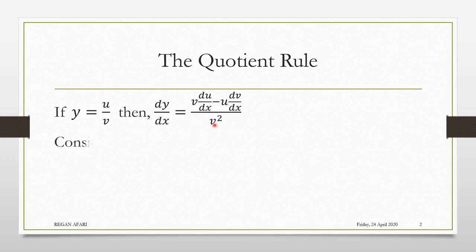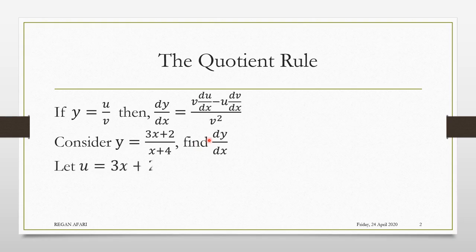Okay, so we will practice an example for us to see how this is done. We have a function which is giving us 3x plus 2 all over x plus 4. Now our job is to find dy/dx. So how do we start? We let the numerator be u, and the denominator be v.